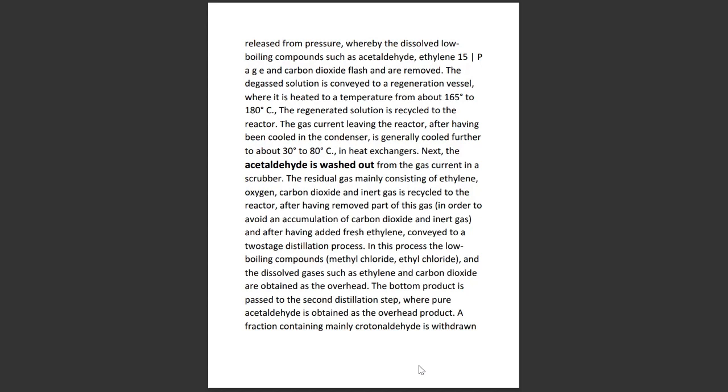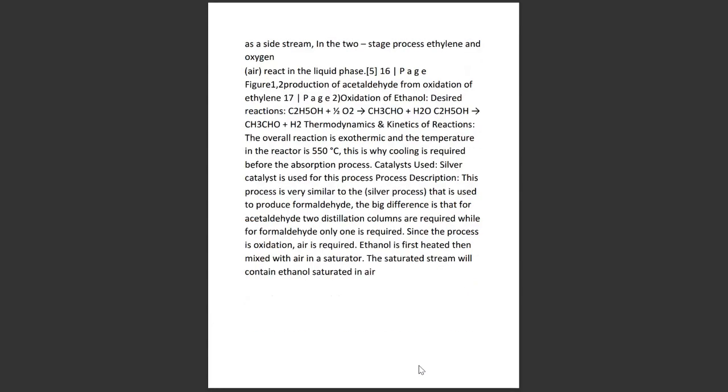The bottom product is passed to a second distillation step where pure acetaldehyde is obtained as the overhead product, and a fraction containing only formaldehyde is withdrawn as a steam side stream in the two-stage process. In the second stage, ethylene and oxygen react in the liquid phase, the production of acetaldehyde by oxidation of ethylene, oxidation of ethanol. The desired reaction is given, with the thermodynamics and kinetics of the reaction.